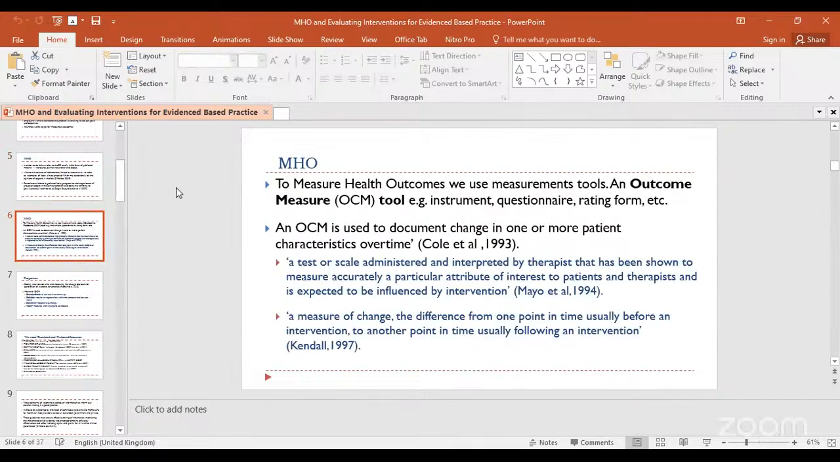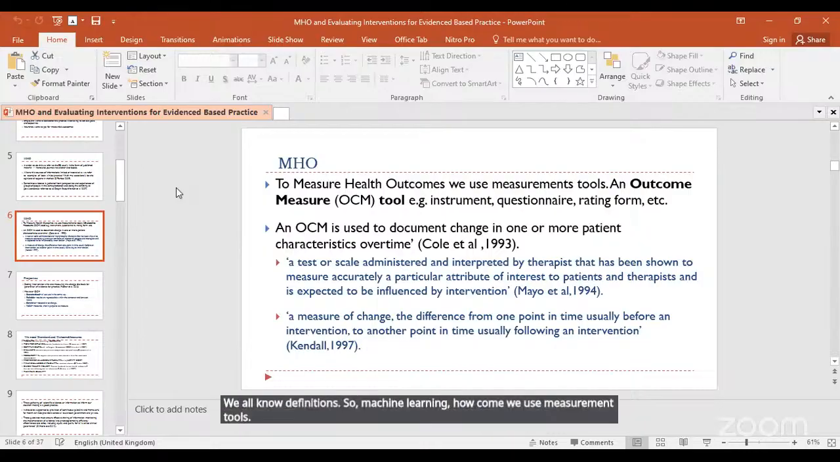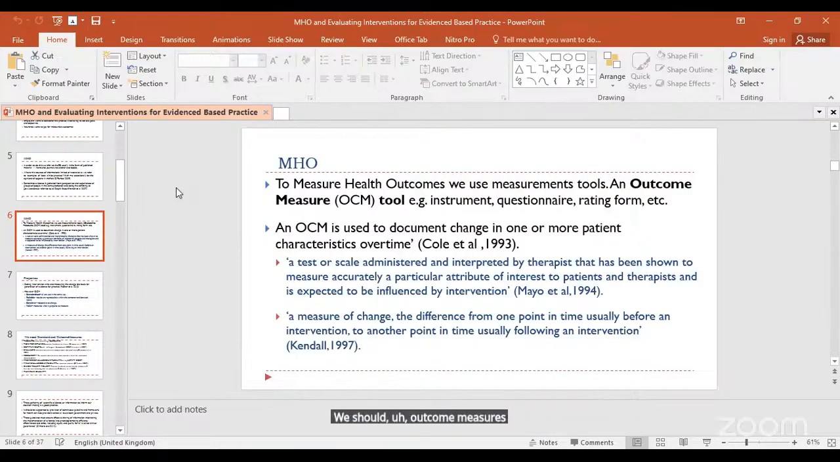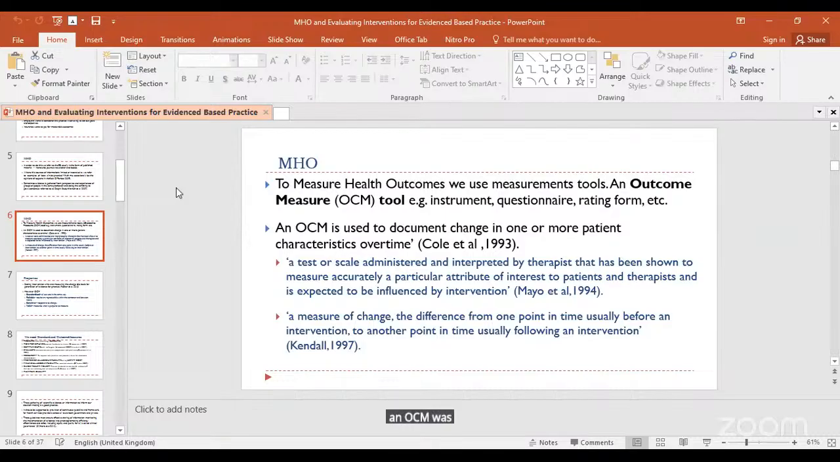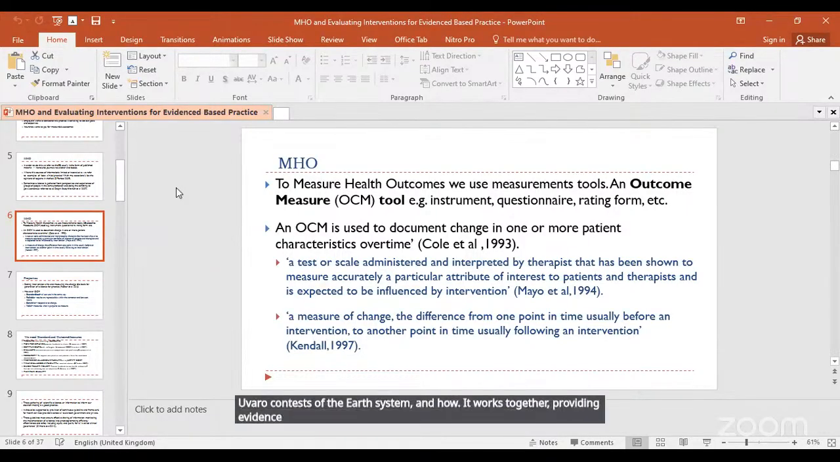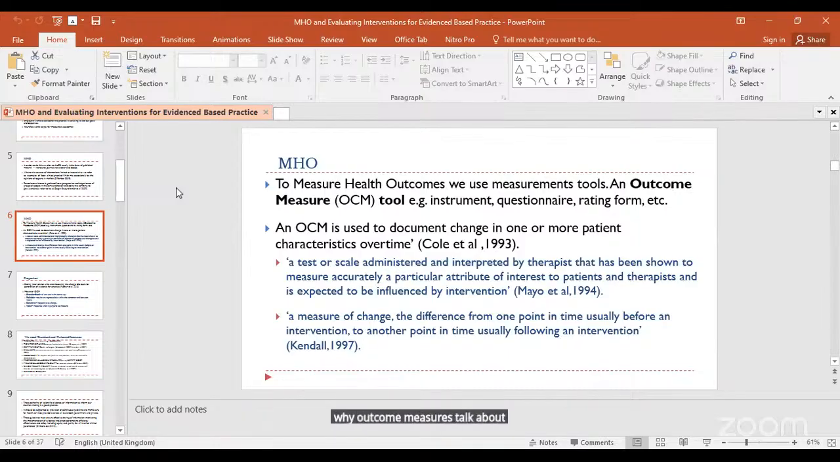So I'll just rush through this. I'm not going to go into definitions. We all know definitions. Measuring health outcomes, we use measurement tools, which are outcome measures: basically an instrument, questionnaire, rating, and all that. Like I said, an outcome measure works under measuring health outcomes. Measuring health outcomes looks at the overall context of the health system and how it works together, providing evidence to feed the overall system, while outcome measures talk about just the tool that you have used, which is where we are focused.